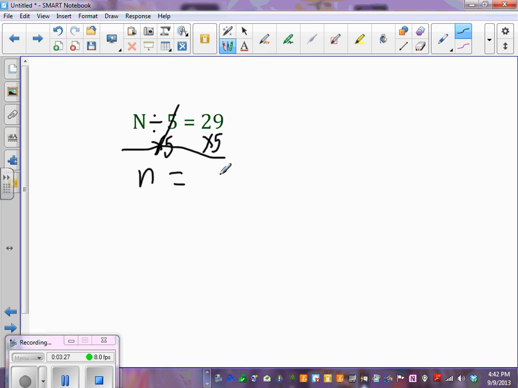So 9 times 5 is 45. Carry my 4. 5 times 2 is 10 plus 4, 145. And then if I were to go 145 divided by 5, I would get 29. And that is the tutorial for multiplying and dividing equations using inverse operations.